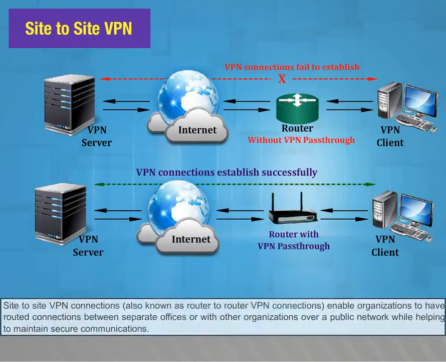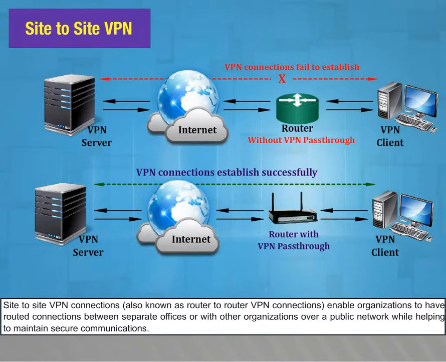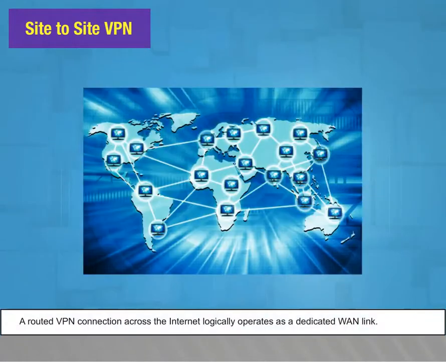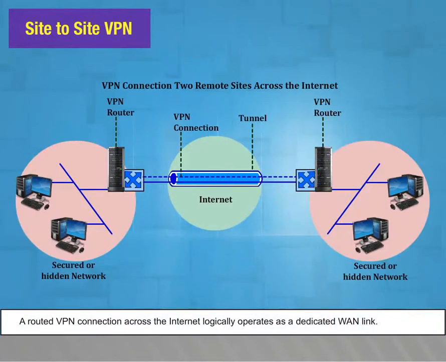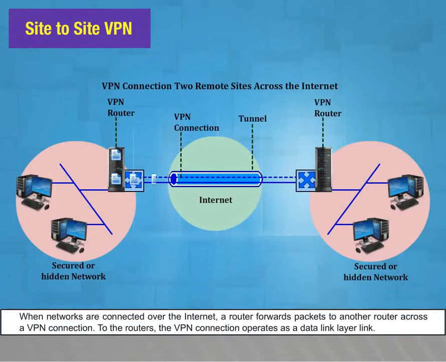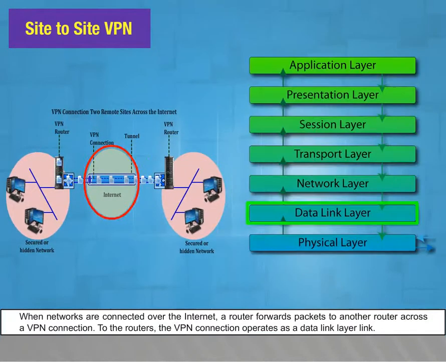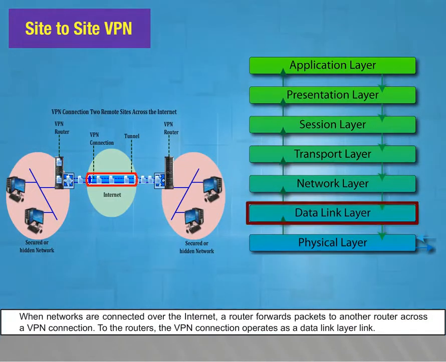Site-to-site VPN. Site-to-site VPN connections, also known as router-to-router VPN connections, enable organizations to have routed connections between separate offices or with other organizations over a public network while helping to maintain secure communications. A routed VPN connection across the Internet logically operates as a dedicated WAN link. When networks are connected over the Internet, a router forwards packets to another router across a VPN connection. To the routers, the VPN connection operates as a data link layer link.